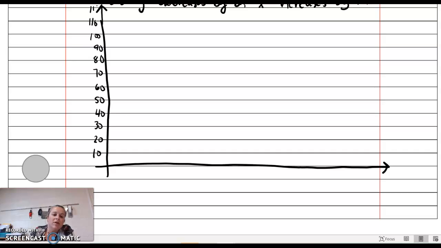And then this one would be 120. And then we do have to go all the way up to 9, so 1, 2, 3, 4, 5, 6, 7, 8, 9. We can go up to 10. All right, and then we're going to pick a color for one of our students.